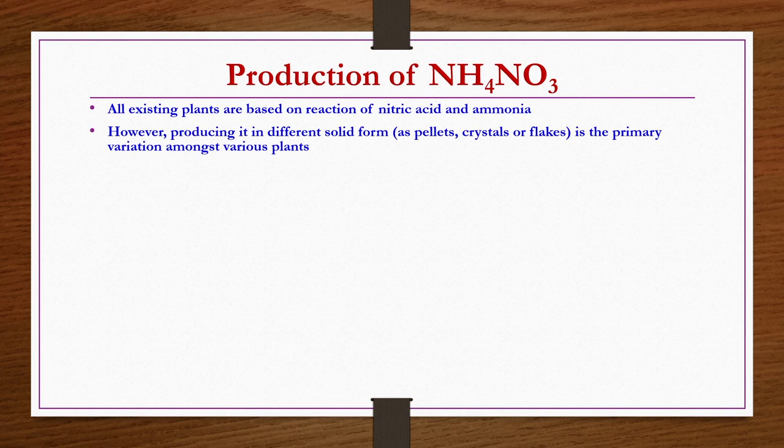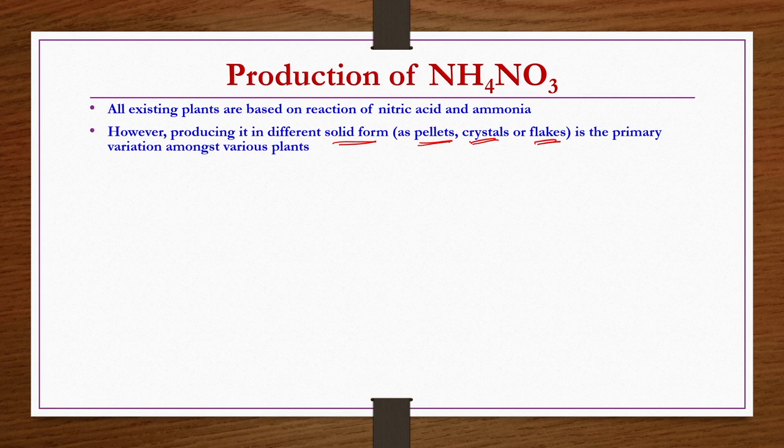Those differences are primarily coming if you produce this ammonium nitrate in solid form, right? If you want to produce it as a pellet, then after the reaction, whatever the steps are, how are you doing them? That is one option. And if you want to have crystals, then how are you doing that process? How are you implementing it in the plant? For flakes, even the reaction itself is different.